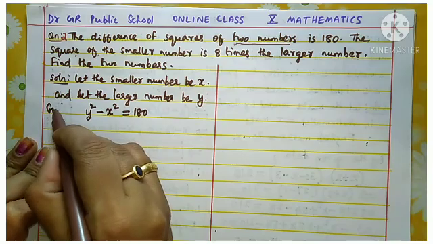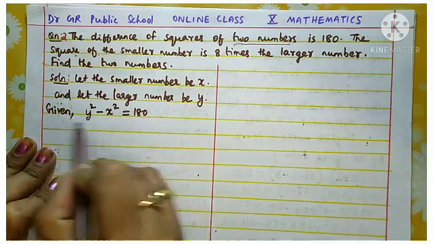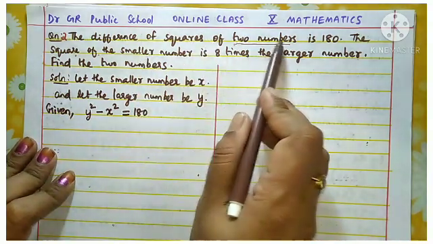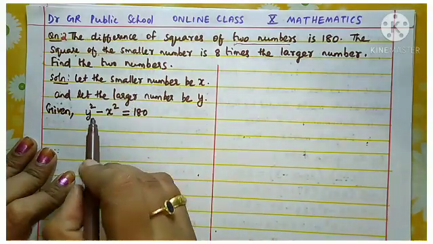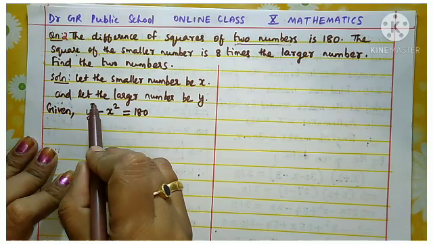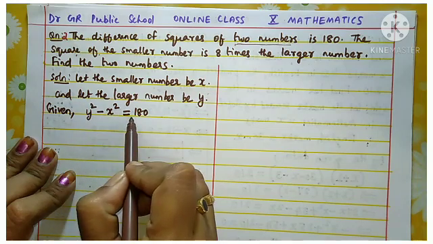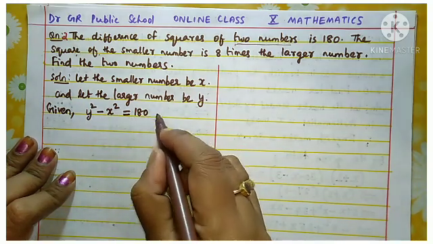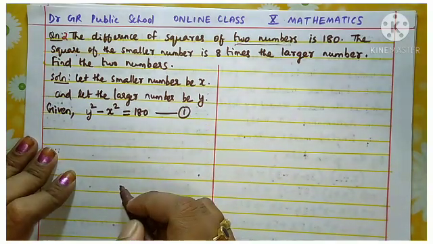Okay, so this is given. By the given data, the squares of two numbers, the difference. So y square we wrote first because it is the larger number. y square minus x square equal to 180. So this is the first situation.